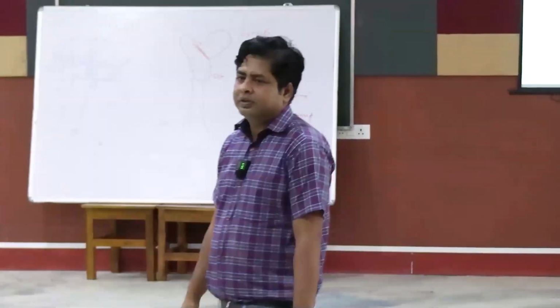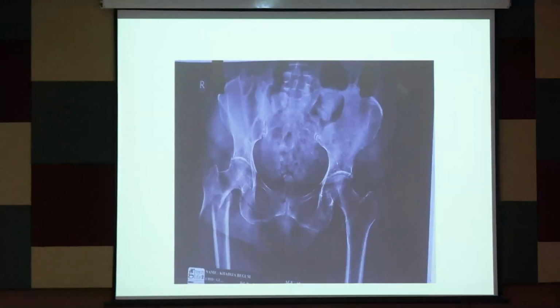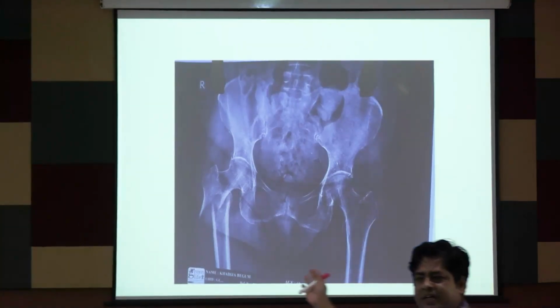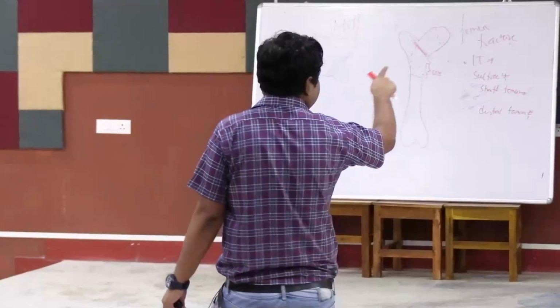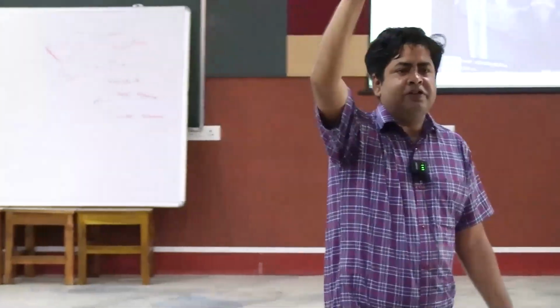Any damage of neurovascular structure. So, what neurovascular structure may be damaged in shaft femur fractures? What is the neurovascular structure lying in the thigh? Major vessel around thigh, femoral artery, right?